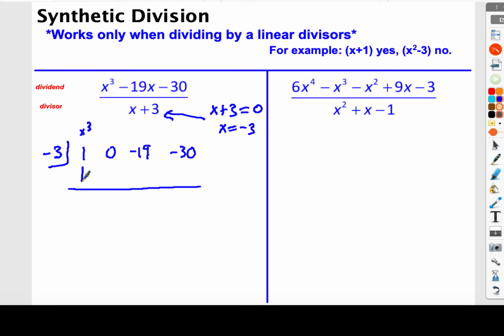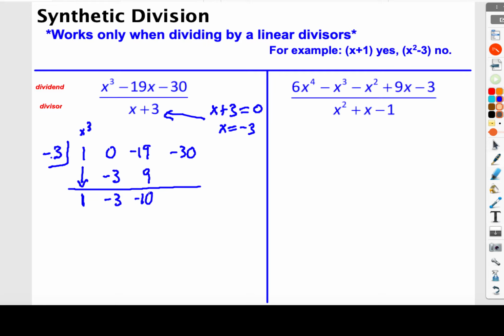Next step, I'm going to drop that first coefficient down, so we lower that 1 below. Now I'm going to start the process. Let's take the number that was up in the box, our divisor, and multiply it by the number down here below the bar. So negative 3 times 1, and I'm going to write it back up here, is negative 3. Then we add: 0 plus negative 3 is negative 3. Back to multiplying again: negative 3 times negative 3 is 9. Negative 19 plus 9 is negative 10.